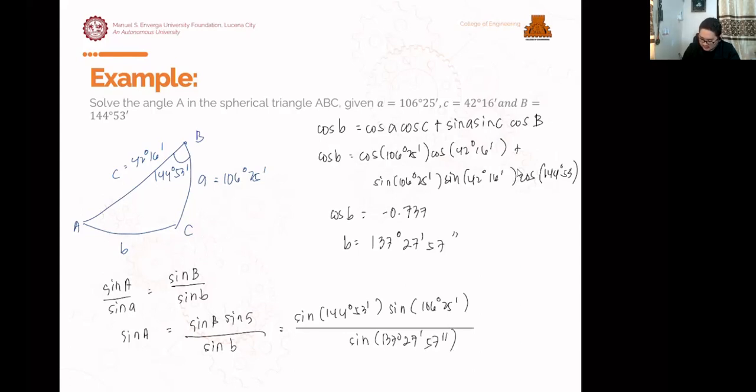Okay? So that will be equals to sine of 144 degrees, 53 minutes times sine of 106 degrees, 25 minutes all over ng sine ng answer natin kanina. So we have 0.816. So kunin lang natin yung inverse sine, okay, of that value. So we have shift sine. Value natin ng side A is 54 degrees and 42 minutes, 31.96 seconds. So this will be our answer for this problem.